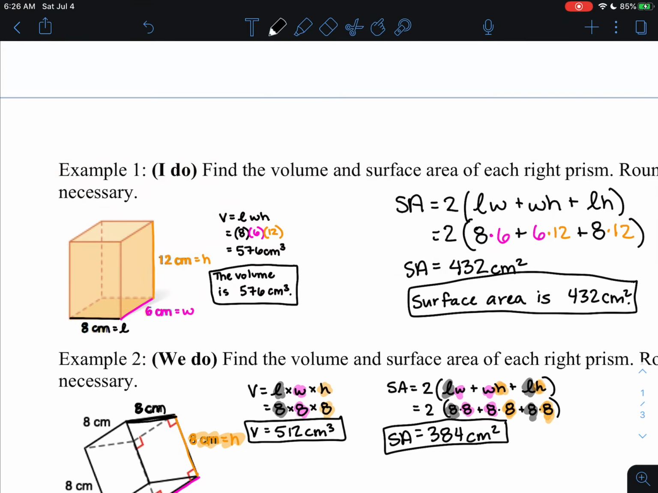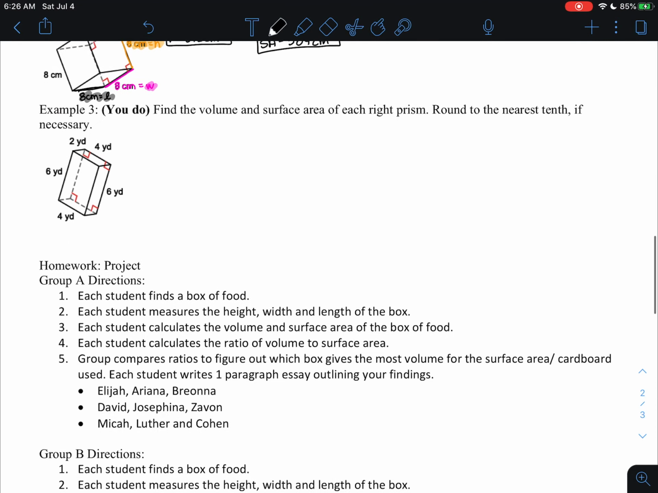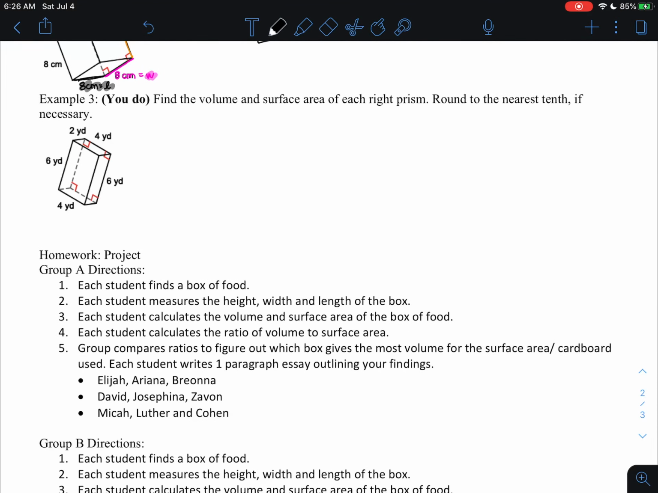All right, now we have our last example. This is a you do example. So I want you to try this example. And what I'm going to do is I'm just going to write down the answer.